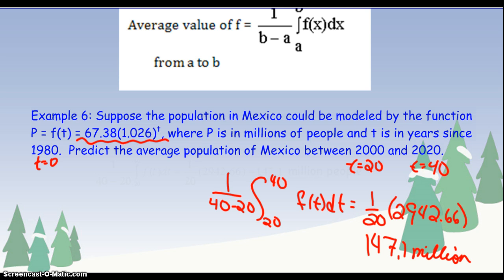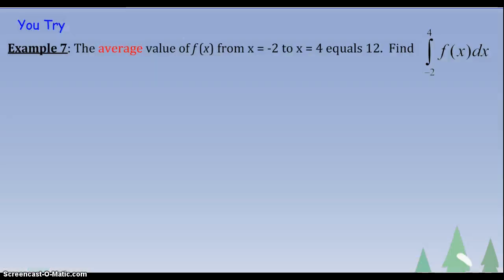So there's one more example for you to try. When you go through and find the average value from -2 to 4, you can see the integral's already set up. You're going to end up with an answer of 72.